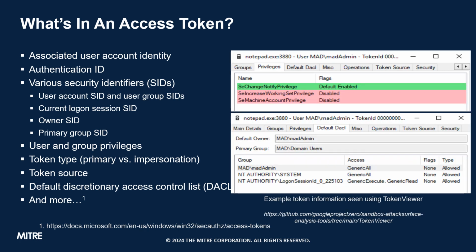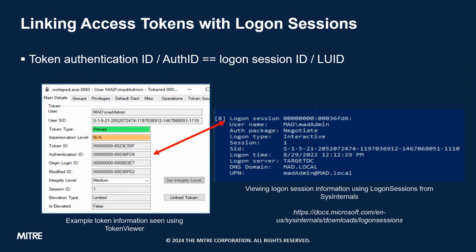Access tokens also contain a list of privileges associated with the token, as can be seen in the top right Token Viewer screenshot. The screenshot below on the right shows the default discretionary access control list, or the default DACL. The default DACL is used along with the token's owner SID and primary group SID when creating new objects. This means that when a thread creates an object using this token, that new object's security descriptor uses the token's owner SID as the object's owner. The token's default primary group SID is used for the object's group SID, and the token's default DACL is used for the object's DACL.